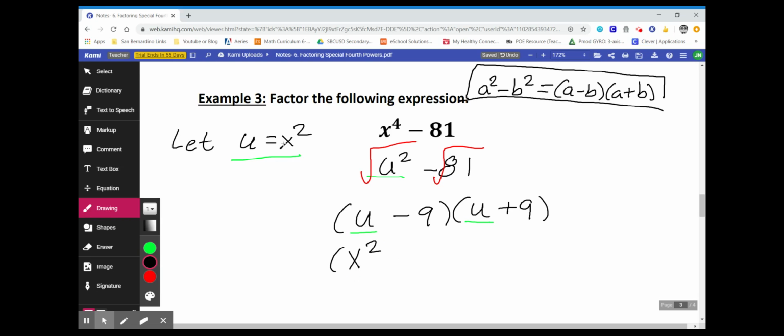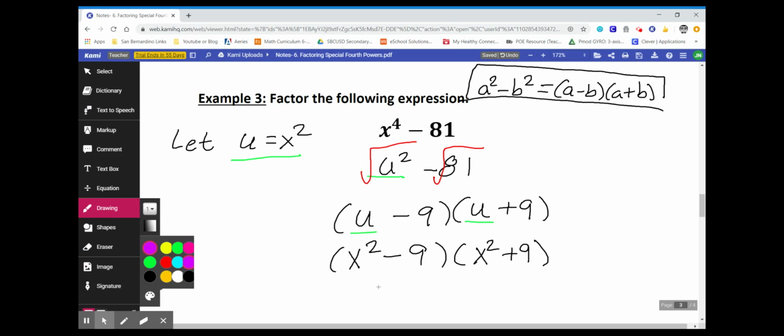U was x squared, right? So swap it right back. So x squared minus 9 and x squared plus 9 would be my two factors. Now, stop and wait for a minute. I am not going to circle the answer yet because I know that I can factor it a little bit more. I could actually use the difference of squares property one more time.